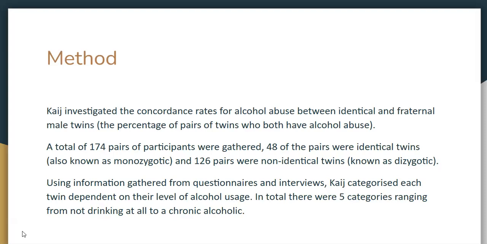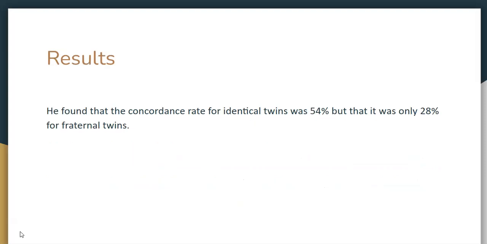Now, using the information gathered from questionnaires and interviews, Kidge categorized the twin dependents on their level of alcohol usage. In total, there were 5 categories ranging from not drinking at all to a chronic alcoholic. He found that the concordance rates for identical twins was 54%, but it was only 28% for non-identical twins.